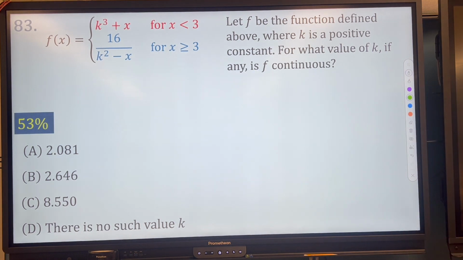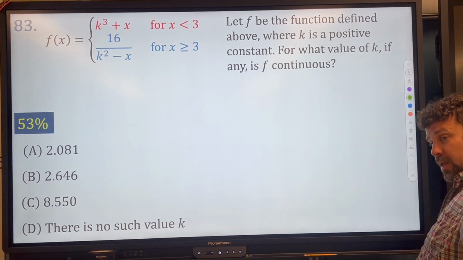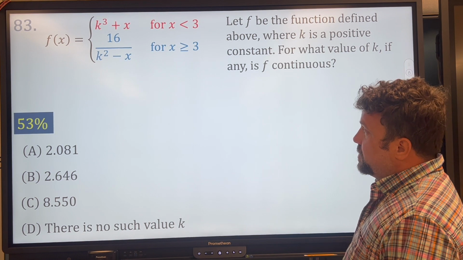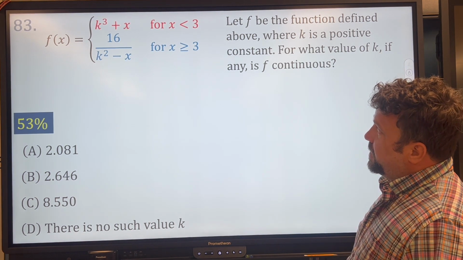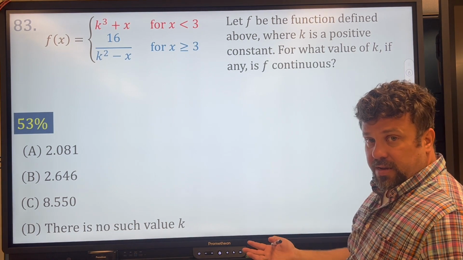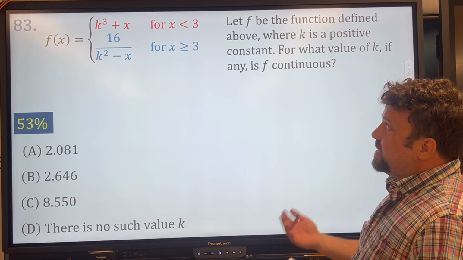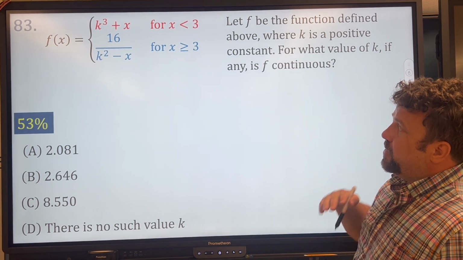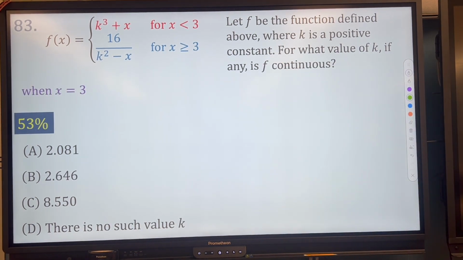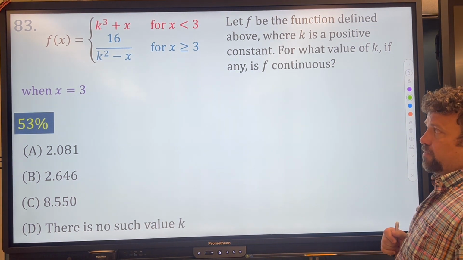Next, 83. Let f be a function defined above, where k is a positive constant. For what value of k, if any, is f continuous? Another fun example. So we have to find out when it's continuous. It's continuous when there is no hole, as I stated in the earlier lesson, and there is no hole when you have the same value at x = 3 for both situations. So when x is 3, both of those expressions have to be the same, okay?